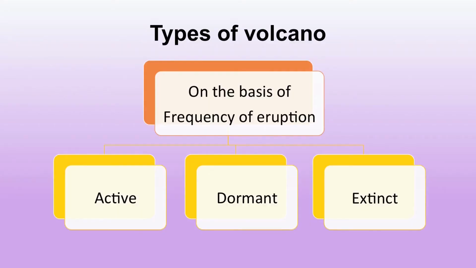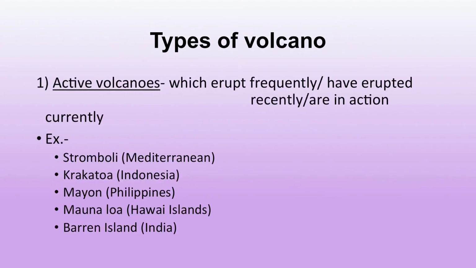There are different types of volcanoes. On the basis of frequency of eruption, how often a volcano erupts, it's of three types. One is active volcano, second is dormant volcano, and third is extinct volcano. Active volcano is the one which erupts frequently or has erupted recently or is in action currently.